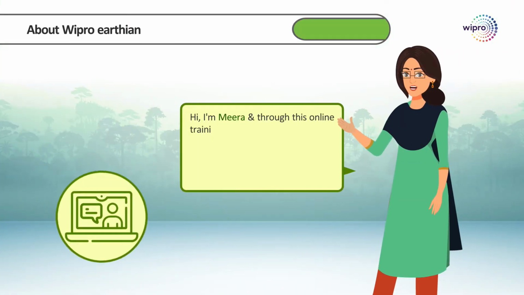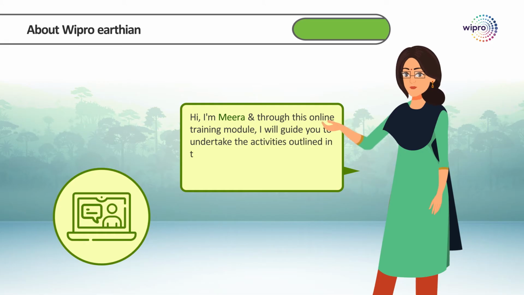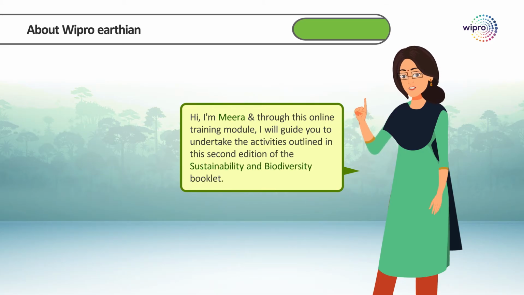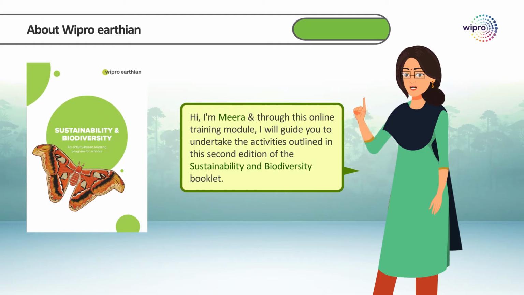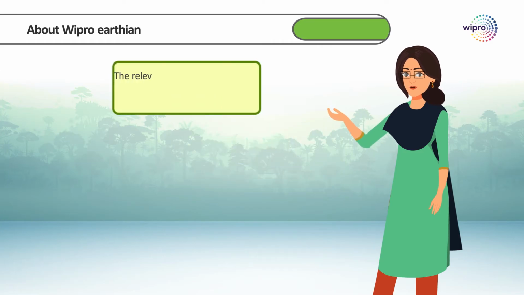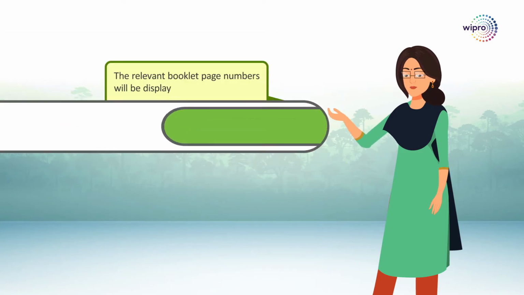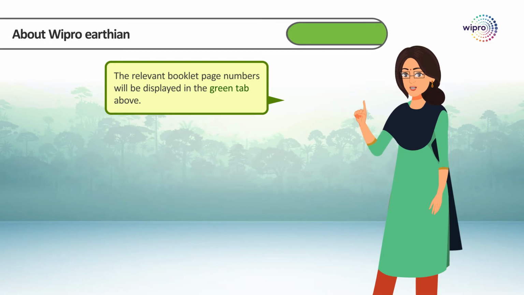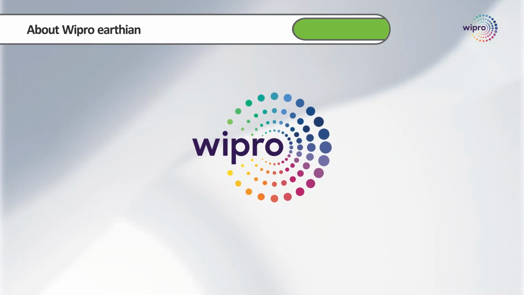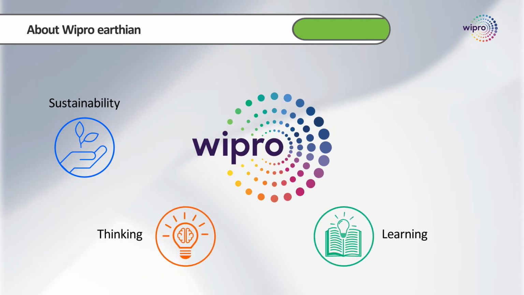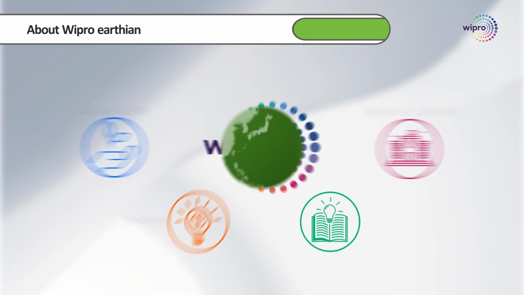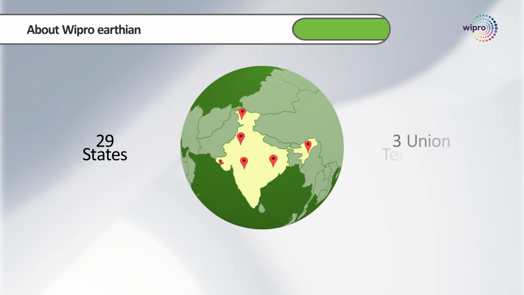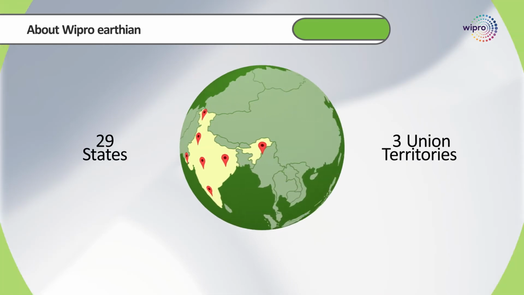Hi, I'm Meera, and through this online training module, I will guide you to undertake the activities outlined in this second edition of the Sustainability and Biodiversity booklet. The relevant booklet page numbers will be displayed in the green tab above. Through this program, Wipro hopes to strengthen sustainability thinking, learning, and action in schools. It has a presence in 29 states and 3 union territories.